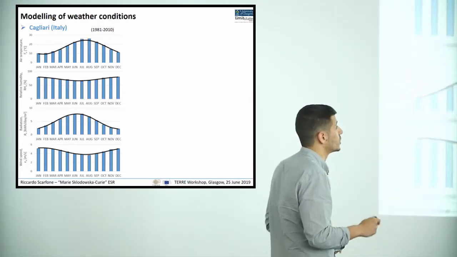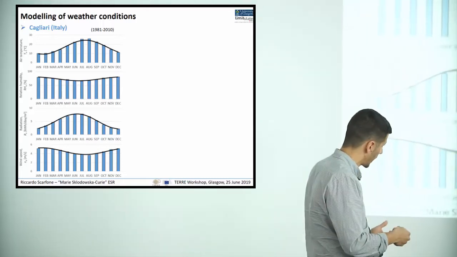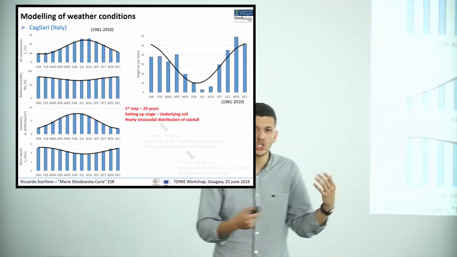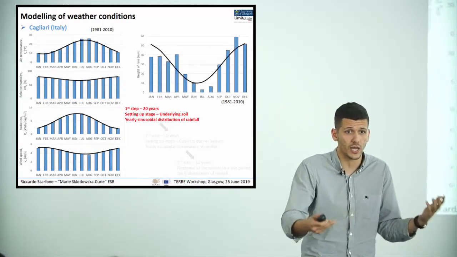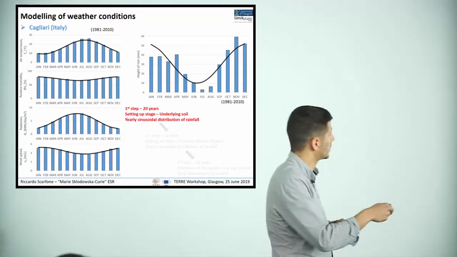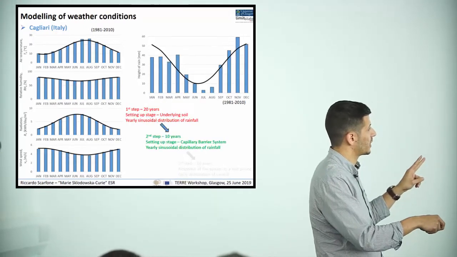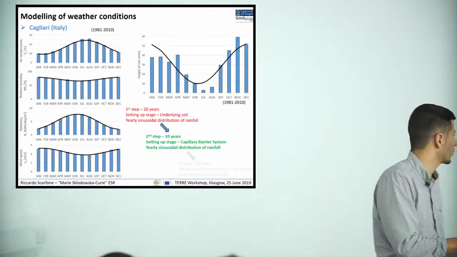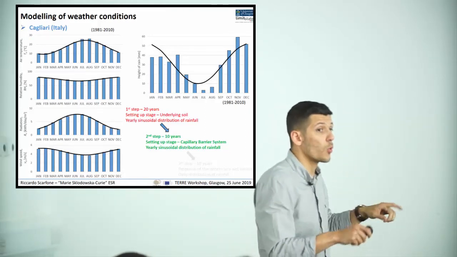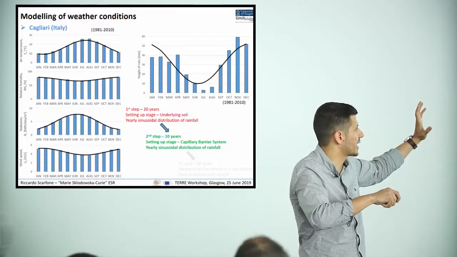At the beginning we do the same. Basically, we consider 3 steps for our analysis. In the first step, lasting 20 years, we are initializing the hydraulic conditions of the underlying soil, getting realistic hydraulic conditions using this type of distribution over the same 30-year period. We do the same in the second step with a 10-year period, but now initializing the hydraulic conditions of the capillary barrier system, still using a nearly sinusoidal distribution of rainfall. In the model where we are not considering the capillary barrier system, it's just another 10 years as in the first period.